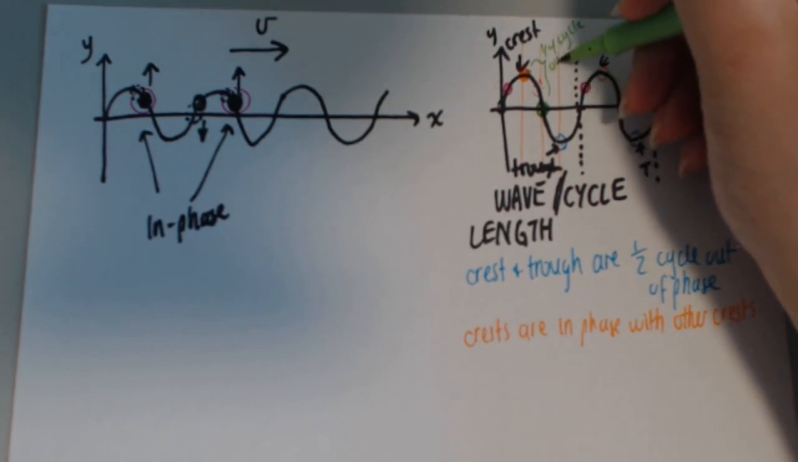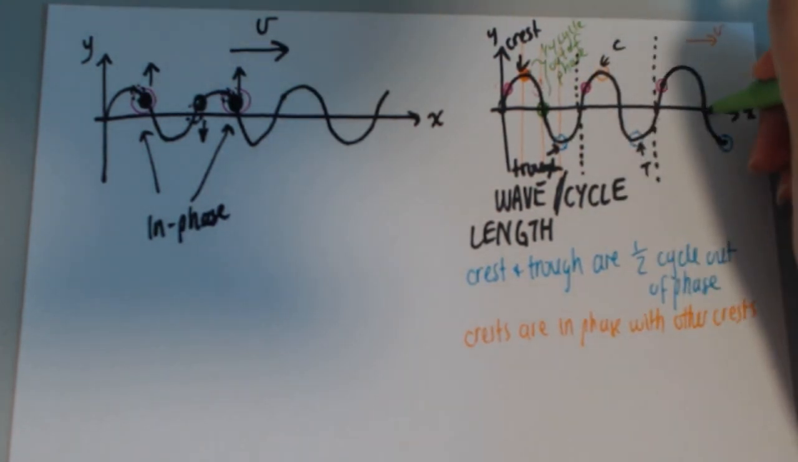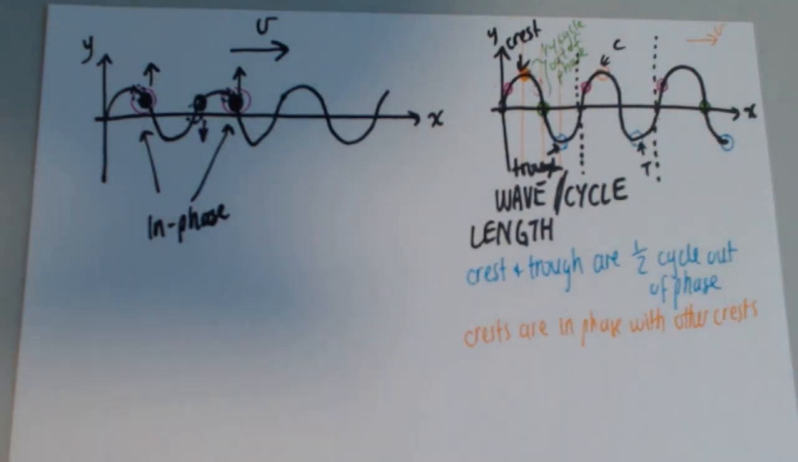So quarter cycle out of phase. If I pick this orange point and this green point, they are also a quarter cycle out of phase, just based on where they are and where they're going. Okay, so I hope that makes sense.